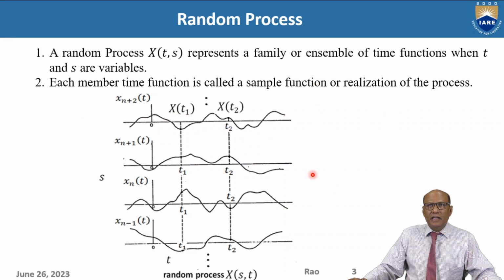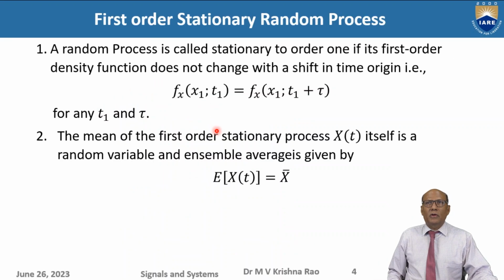Similarly here, if I take the center one as the nth waveform, this is the n plus first, n plus second waveform. These are the previous waveforms, n minus 1, n minus 2 in the set. So all this is called the random process.